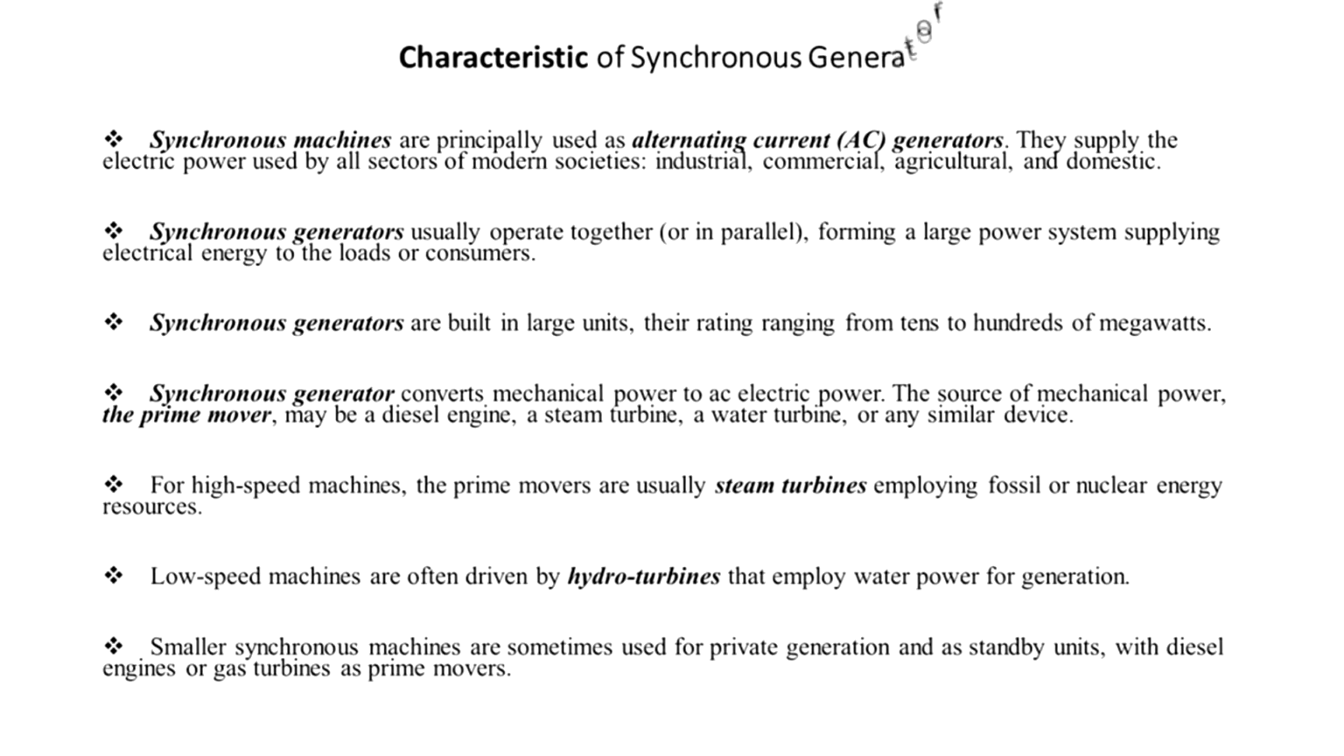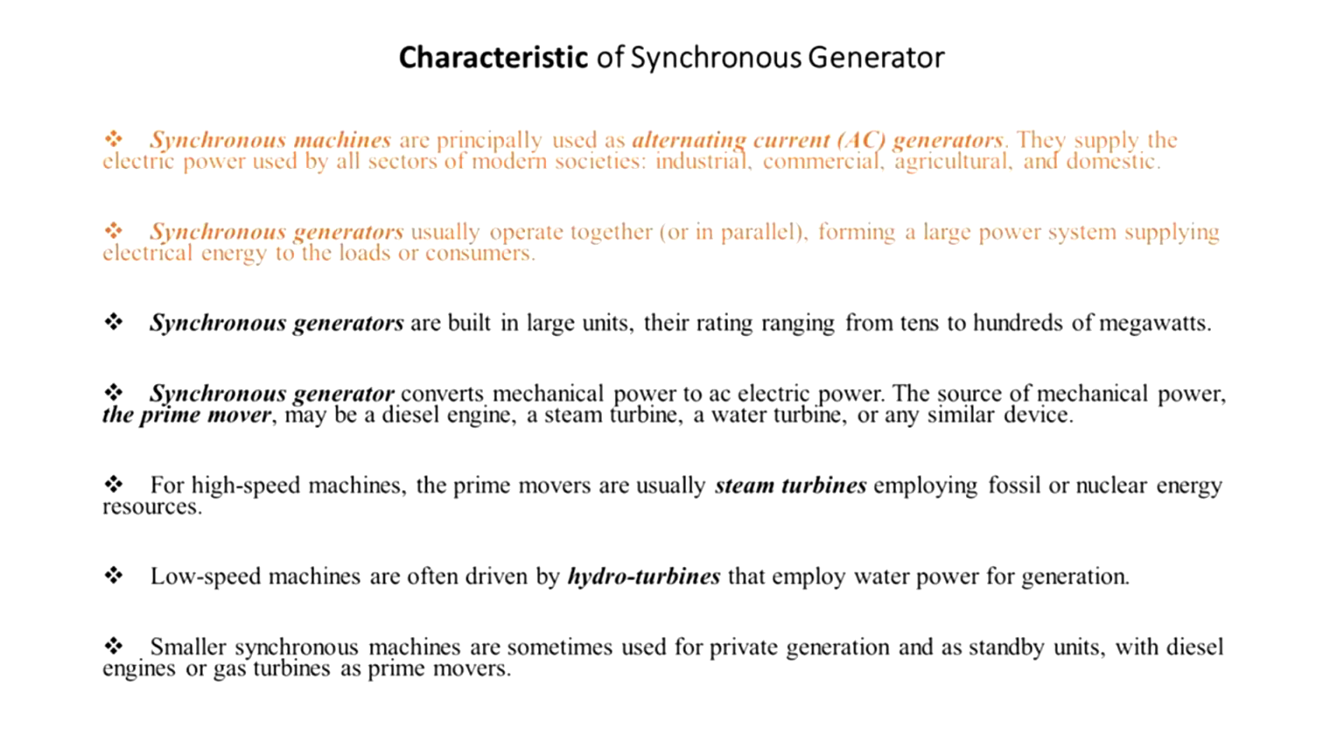Characteristics of synchronous generator. Synchronous machines are principally used as alternating current (AC) generators. They supply the electric power used by all sectors of modern societies: industrial, commercial, agricultural, and domestic. Synchronous generators usually operate together or in parallel, forming a large power system supplying electrical energy to the loads or consumers. Synchronous generators are built in large units, their rating ranging from tens to hundreds of megawatts.